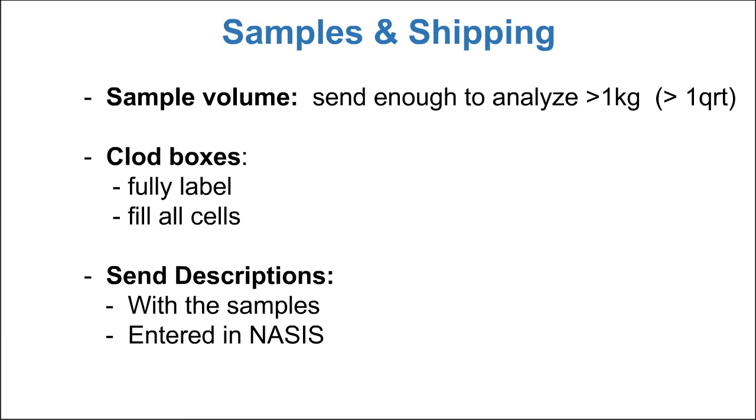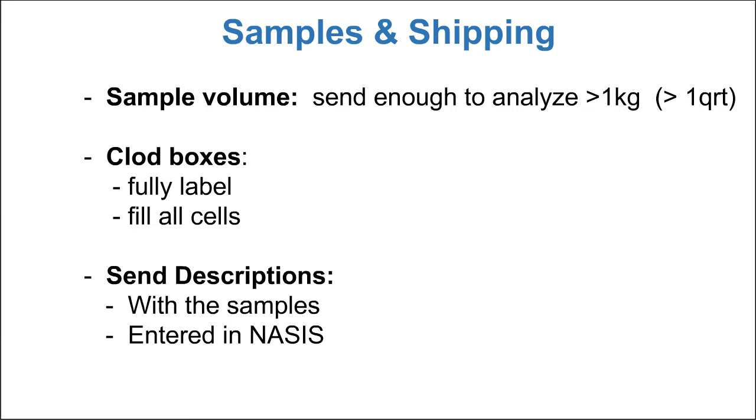As far as clod boxes, we want to make sure that they're adequately labeled, just like the bulk sample bags are, both on the inside and the outside of the clod boxes. As you know, they're specific boxes that we use for clods, and they do have numbers on them. We want to make sure that everything's labeled according to the cell number. And if you fold the box down and close it, the number should match up on the underside of the box and on the lid.